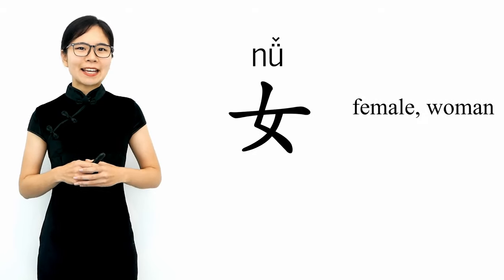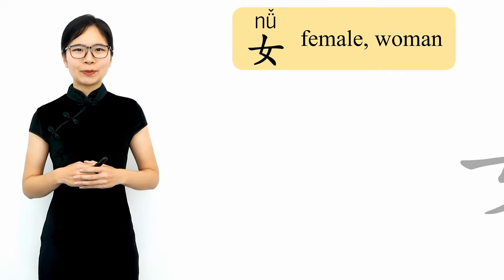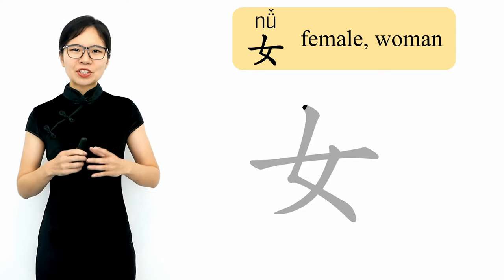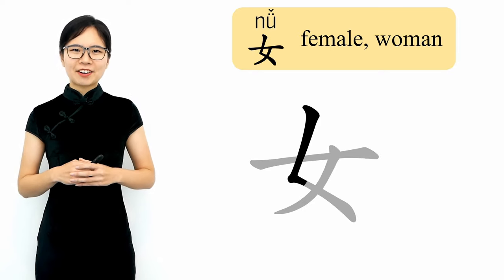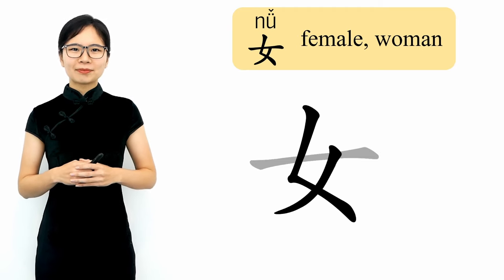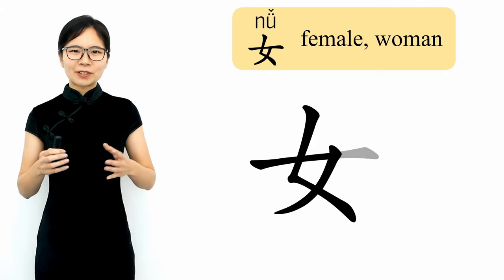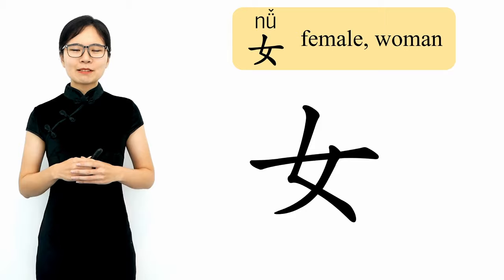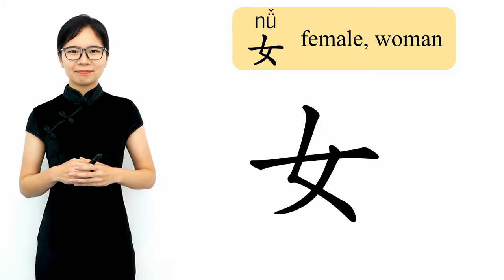Now, let's take a look at how to write the character 女. 女 is written using three strokes. First is a large angled stroke on the left side of the character, then a shorter downward stroke to the left, and finally a large horizontal line. For help with writing this character, please download the practice sheet.